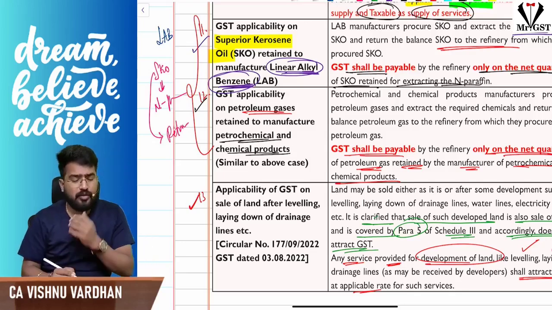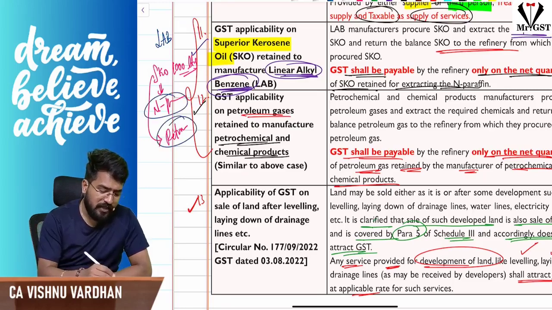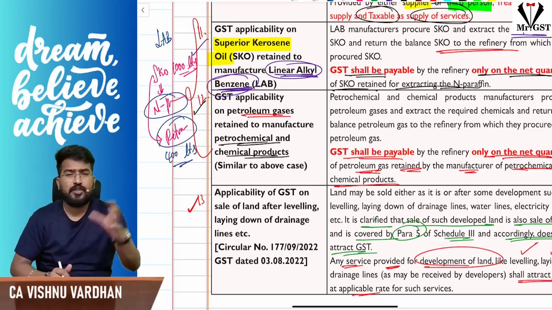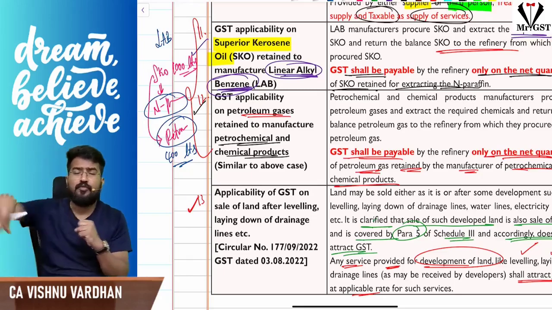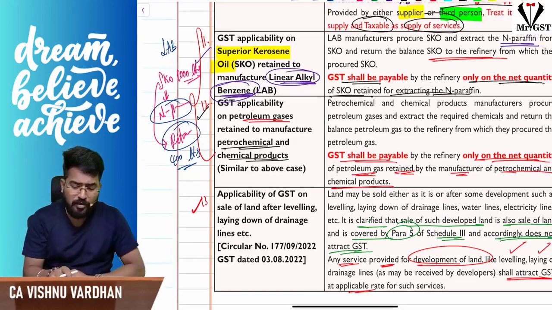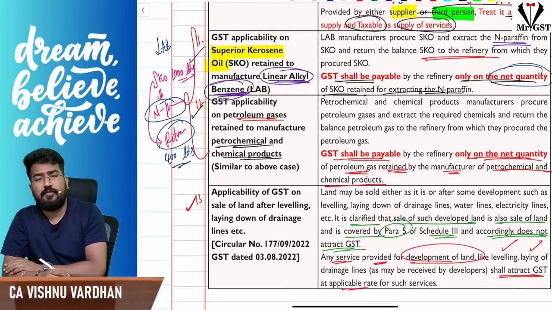Okay, so now for example, suppose they are procuring 1000 liters of superior kerosene oil. After extracting N-paraffin, let us assume they are returning 400 liters of superior kerosene oil to the person from whom they purchased it. So 1000 liters they have purchased, 400 liters they are returning. So what is the GST applicability? GST applicability will be on the net quantity. So GST will be applicable on 600 liters only. That is what they are trying to tell here in this clarification.